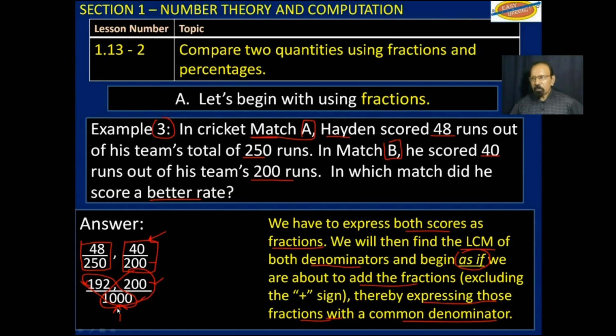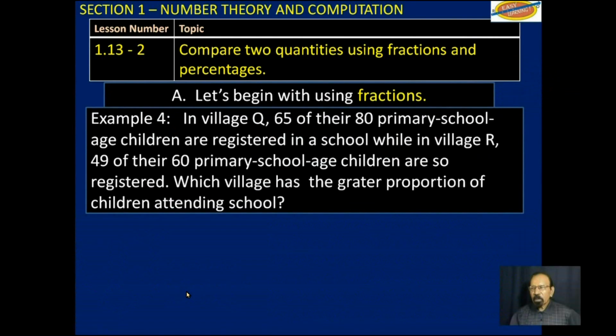Now, as you could see, there's a 200 here. So clearly, in match B, he did better in terms of the overall runs that the team made. So Hayden did better overall in match B. That was example 3. We will take one last example on comparing two quantities using fractions. After that, you know how this works.